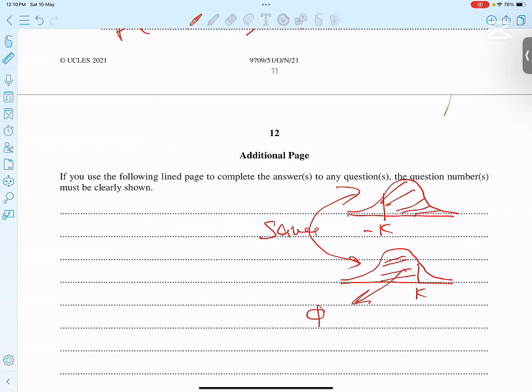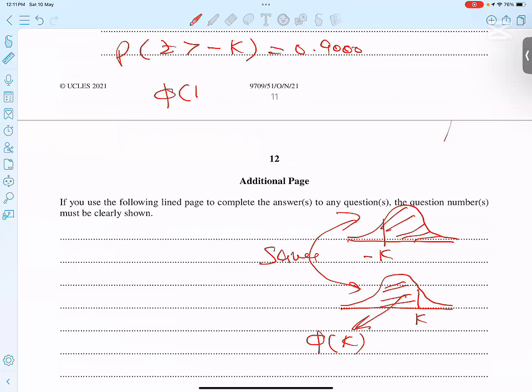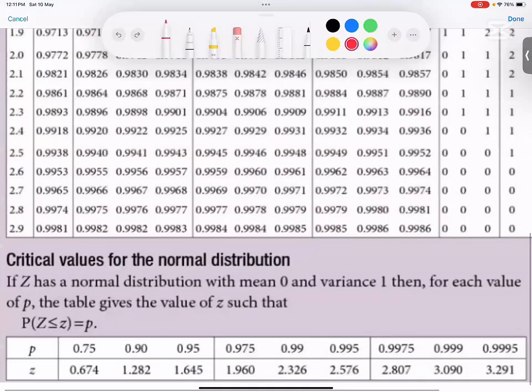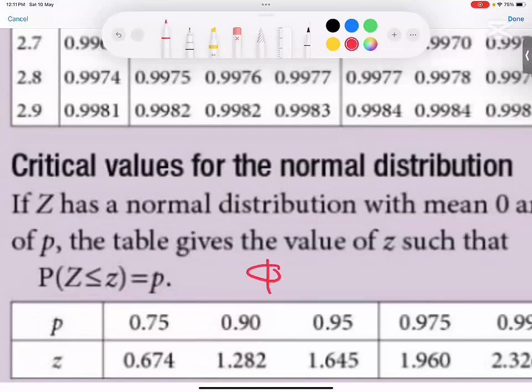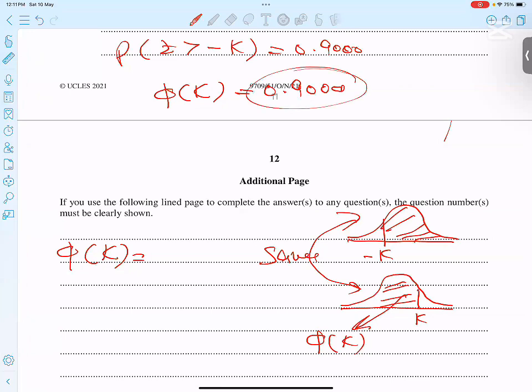And what about this phi of K? So I can write it now: phi of K is equal to 0.9000, and this is a probability. Check it on the diagram. We have in the bottom, in the few values given, this is a probability, and the number is 1.282. It means phi of 1.282 is basically 0.90. So why does it mean 1.282? I'm going to write it now. So this is basically equal to phi of 1.282. Phi cancels, and we get 1.282.